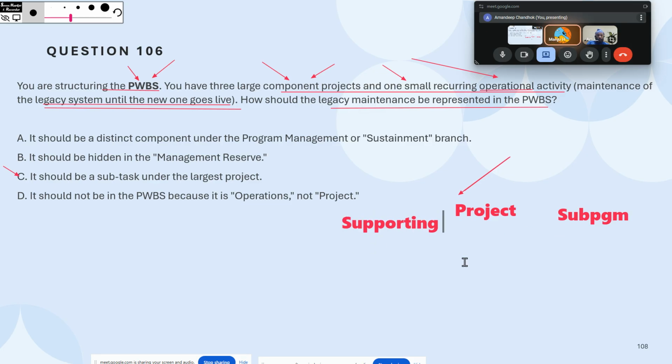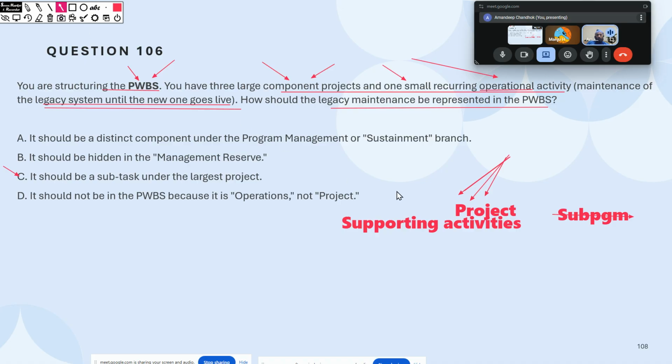Now, when you are looking into this particular question, understand what is being asked. What is being asked is something very, very simple. They're saying that you have a program which has four activities, not three. Three of them are projects, so they don't have a subprogram. So cancel this. They don't have a subprogram.